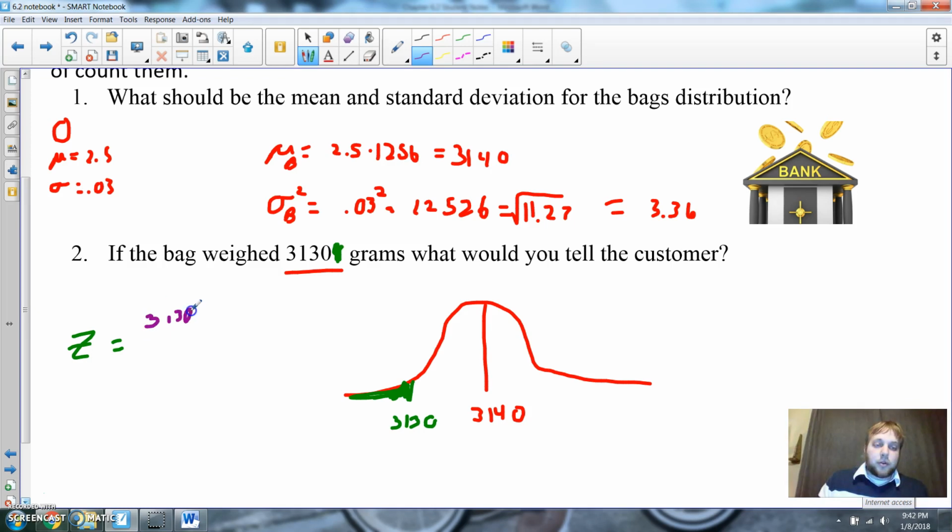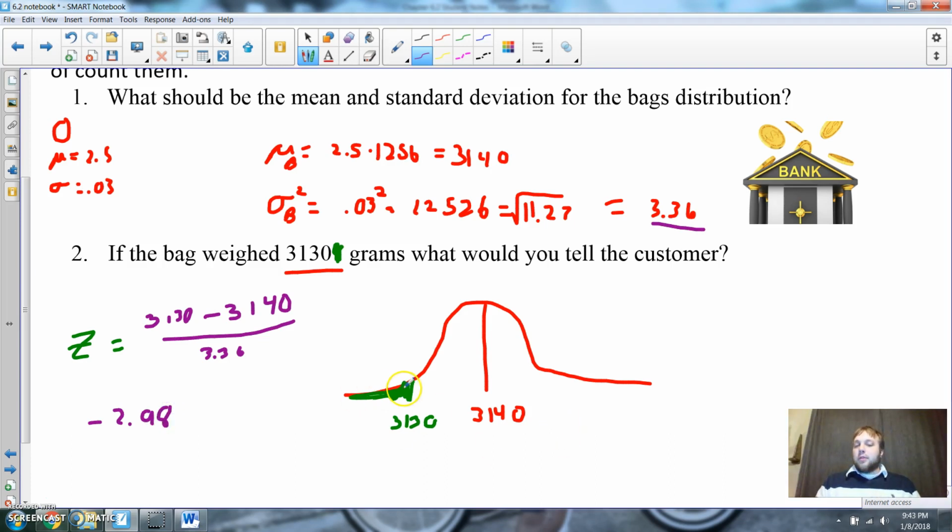It's what I got, which is 3130. That's how much it actually weighed, minus what I should have gotten, divided by the standard deviation of 3.36. Because would you agree that the standard deviation for this curve is 3.36? Now, if I do that, 3130 minus 3140 divided by 3.36, I get a z-score of negative 2.98.